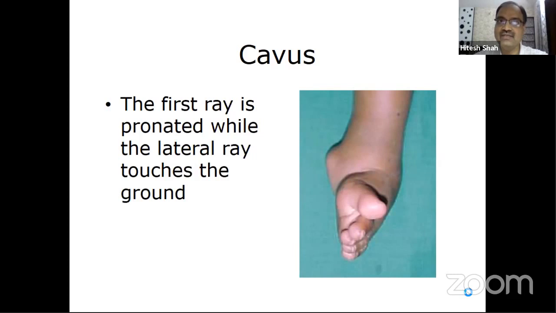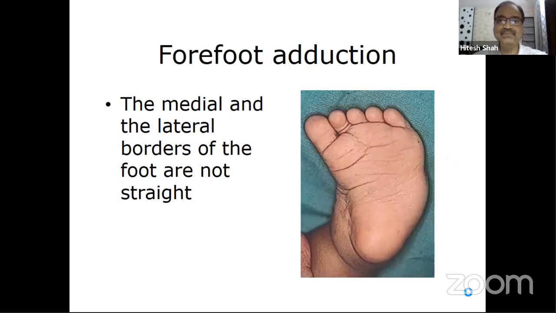If we look at the medial side, there will be a crease and a persistent plantar flexion of the first ray. These are the deformities. It is very important to identify them to avoid an iatrogenic or resistant clubfoot in Ponseti treatment.